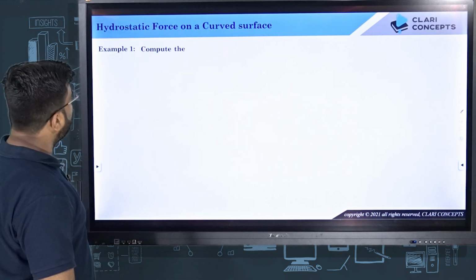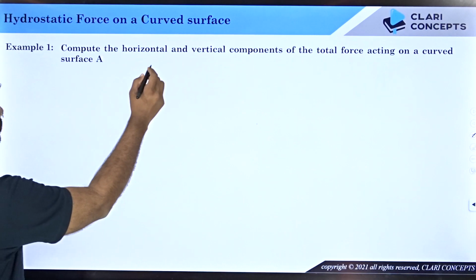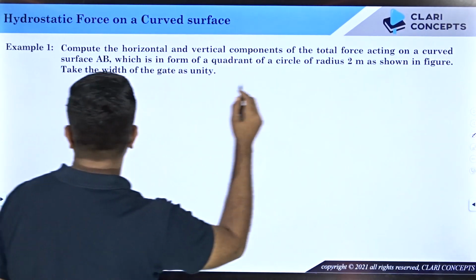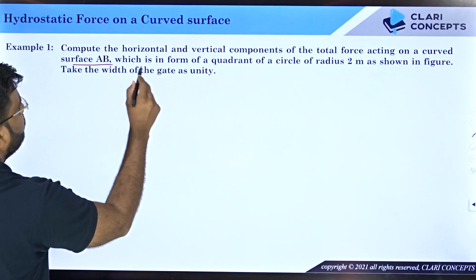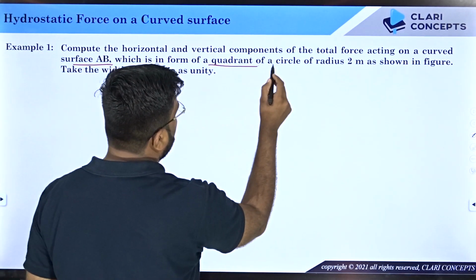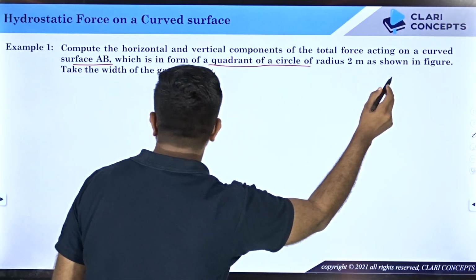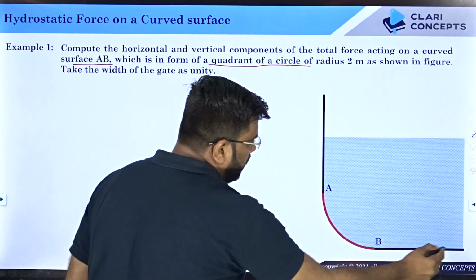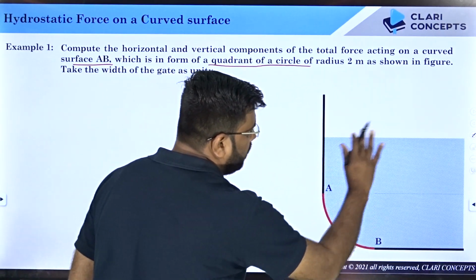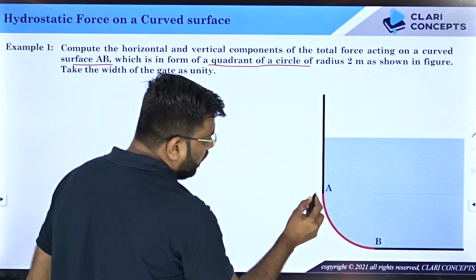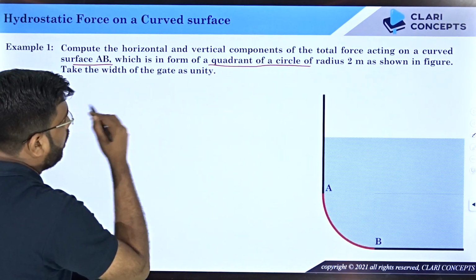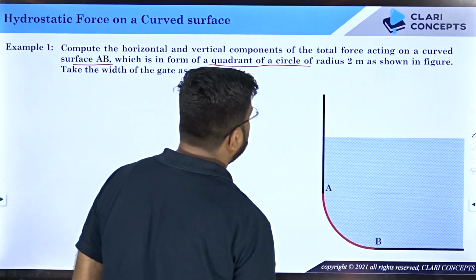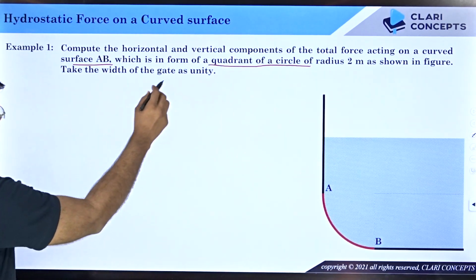The very first numerical we have is: compute the horizontal and vertical components of the total force acting on a curved surface AB, which is in the form of a quadrant of a circle of radius 2 meter, as shown in the figure. So we have this figure, a solid boundary with fluid filled within it. AB is a section which is a quadrant of a circle, so it is 1/4 of the circle with a radius of 2 meter, right? Take the width of the gate as unity.